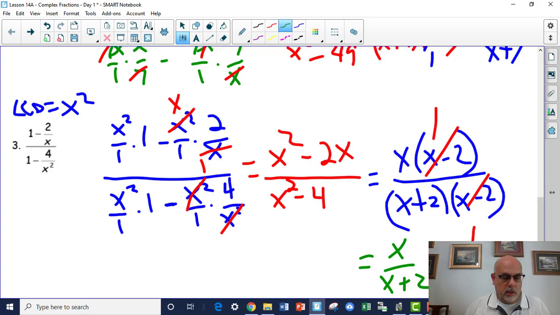Okay, so the basic premise is you're going to be multiplying each of the small fractions by the lowest common denominator over 1. When you do that, all the little fractions drop out, and then you may need to factor and simplify.